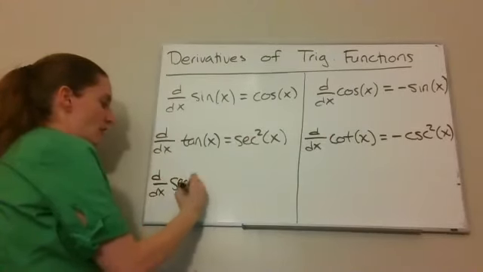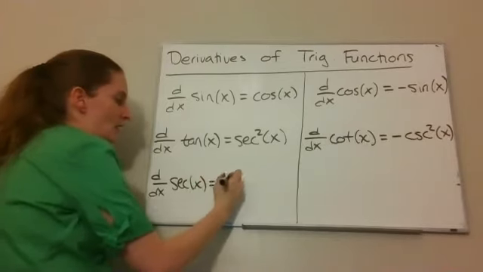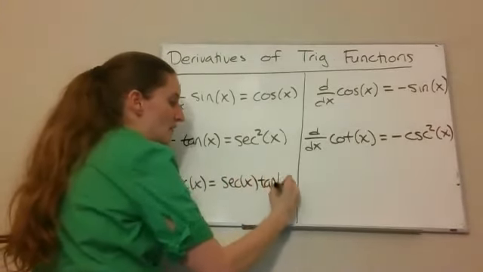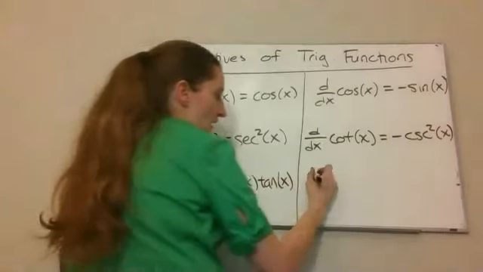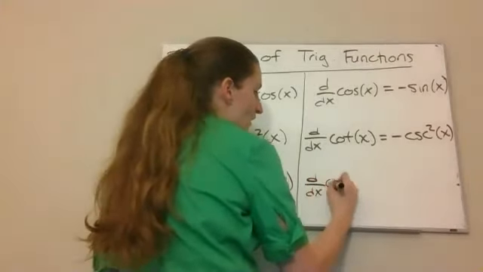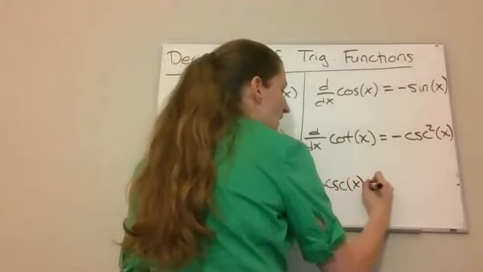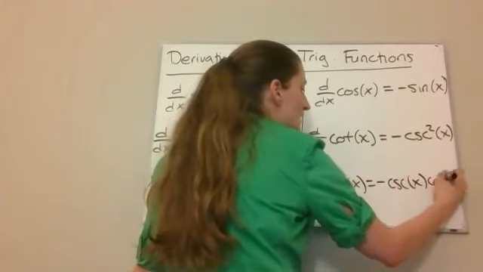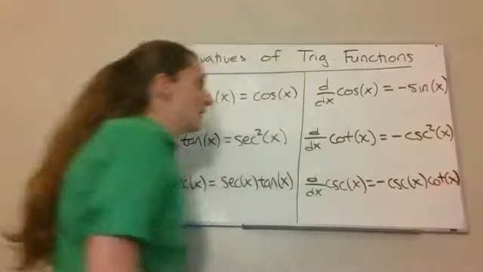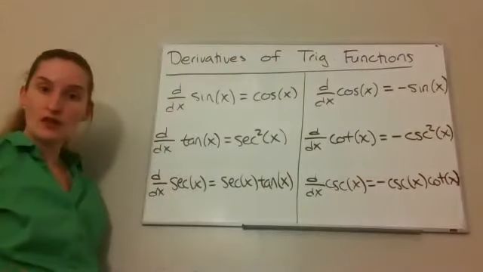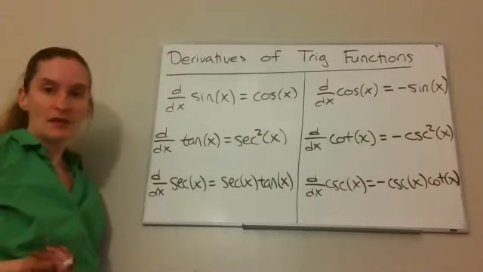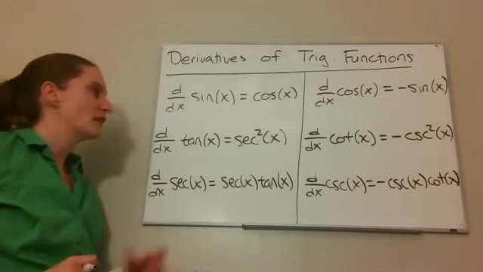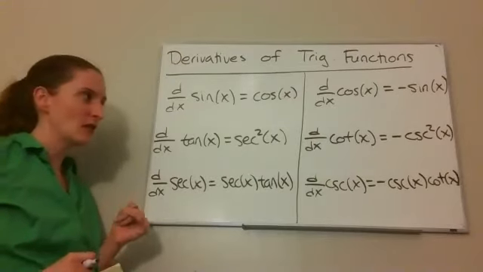The derivative of secant is secant times tangent. And the derivative of cosecant is negative cosecant times cotangent. So there are your 6 trig derivatives. And I would suggest you memorize all of these. You can see there is a slight pattern. They're paired up in the way that I wrote them.